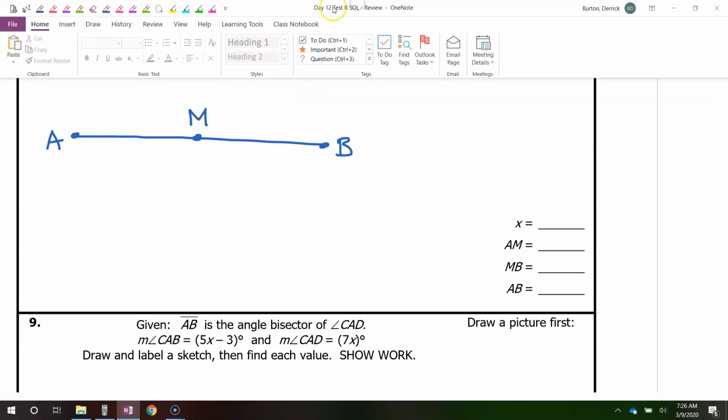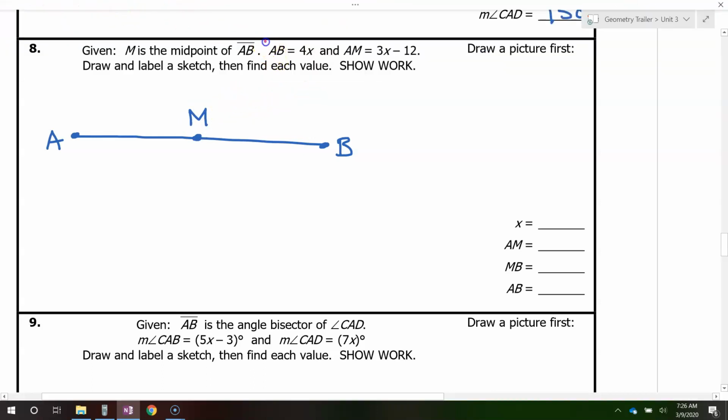Now, AB is 4x. So here's AB right here. AM is 3x minus 12. Notice I'm color coding this to make it easier to follow. So AB I did in red, AM I'm going to mark in purple.